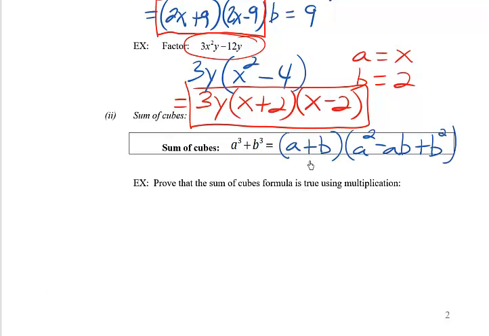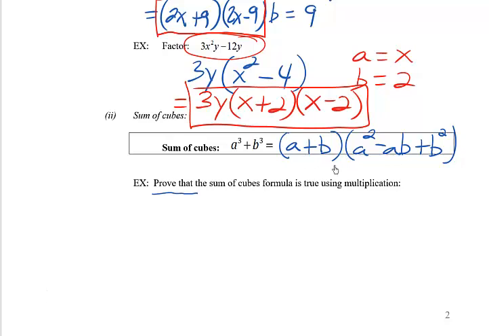This one's a little bit more complicated than the other one. If you have a sum of cubes pattern, here's how it factors. There's a binomial and a trinomial. A plus b times a squared minus ab plus b squared. Now you may feel like I just pulled this out of thin air. In order for me to prove to you, to convince you that this is really true, all I really need to do is carry out the multiplication here on the right side and show you that yes, in fact, you do end up with a cubed plus b cubed.